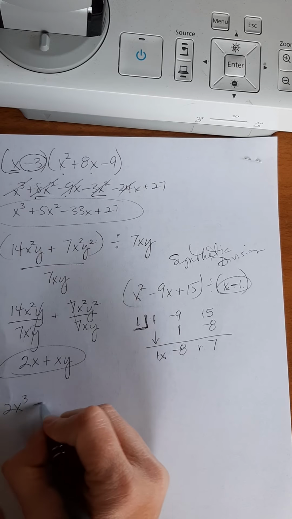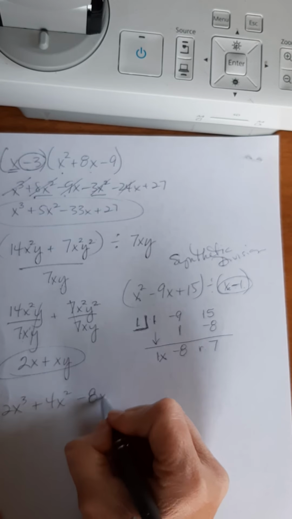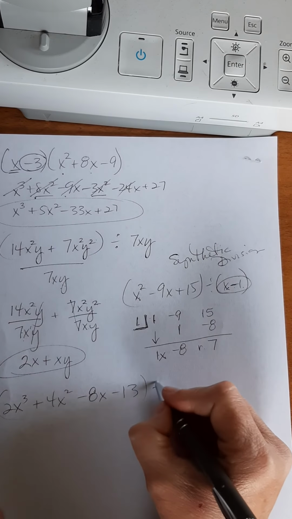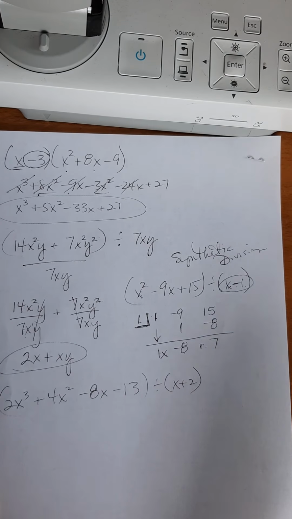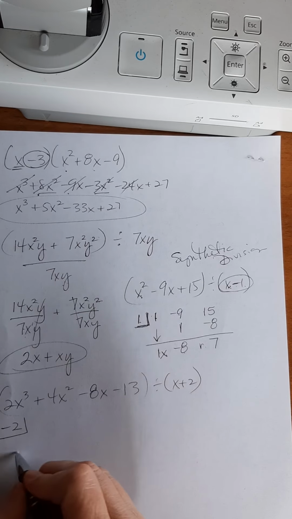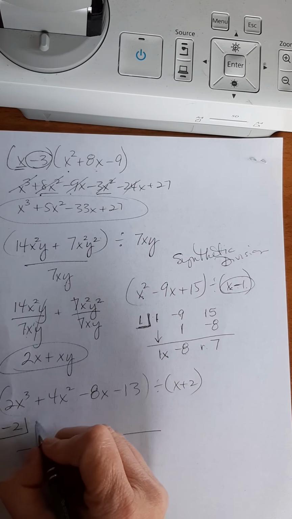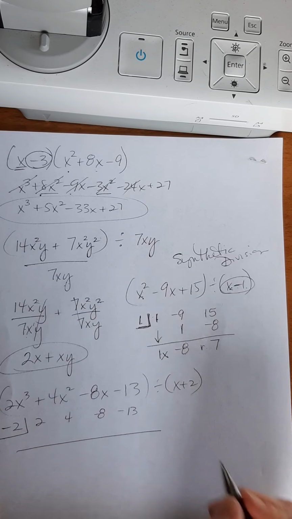Let's do another one. Let's put a coefficient out there. We'll do 13. Maybe this time we'll divide by x plus 2. Maybe that won't be too bad. Well, x plus 2, so what makes it 0? Negative 2. Then put all your coefficients, 2, 4, negative 8, negative 13.